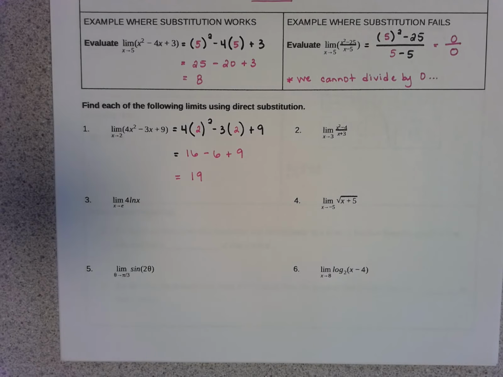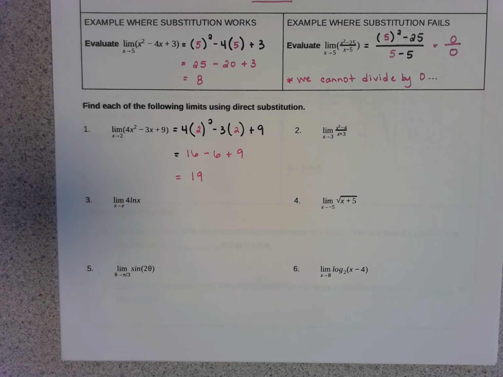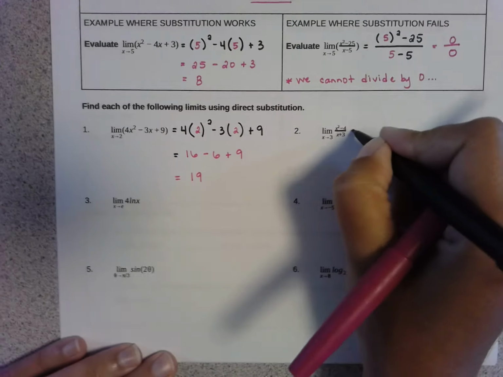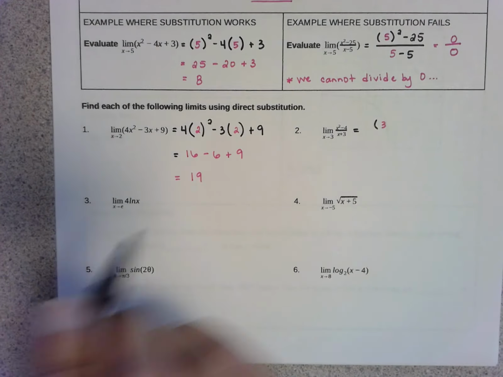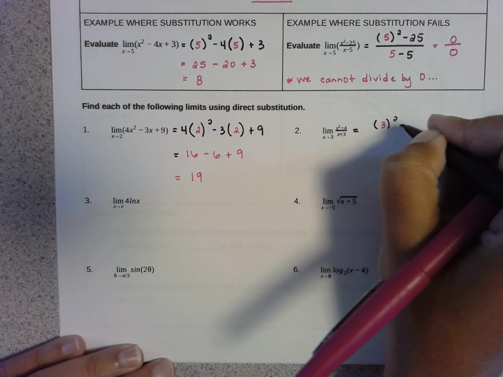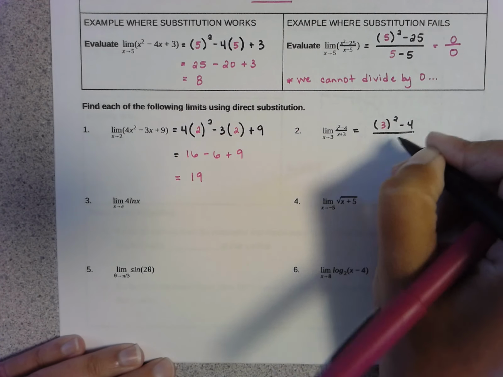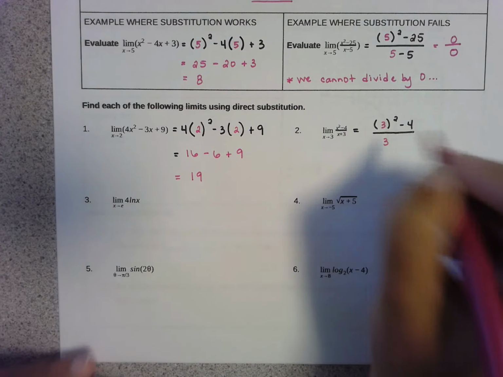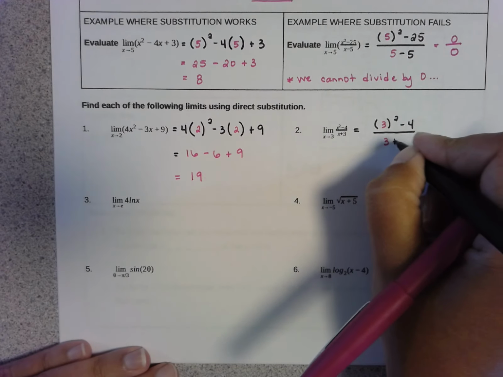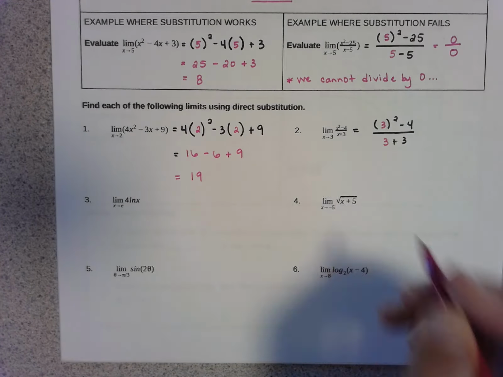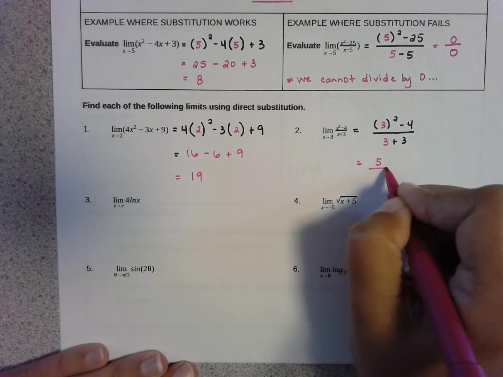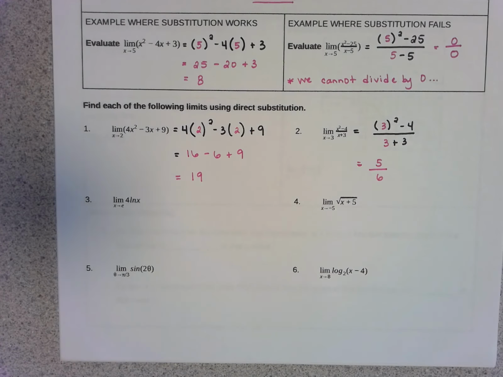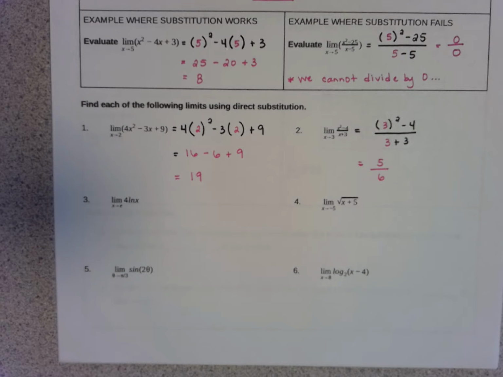value of our limit. For problem number 2, in order to evaluate this limit, we would start by substituting, which means we would have 3 squared minus 4 over 3 plus 3. If we were to simplify this, we would have 9 minus 4, which is 5, over 3 plus 3, which is 6. And that's the value of our limit.